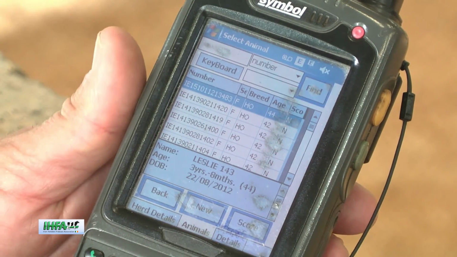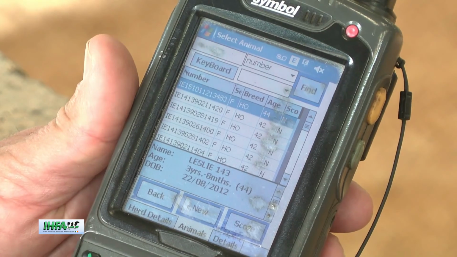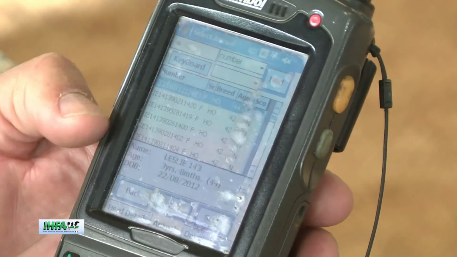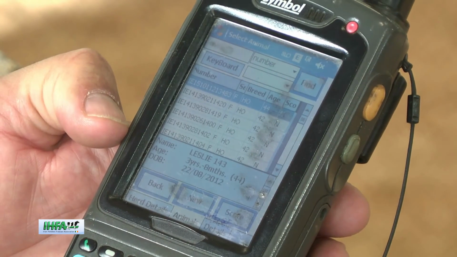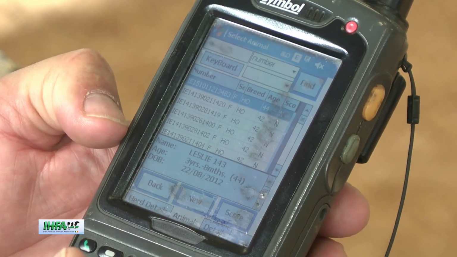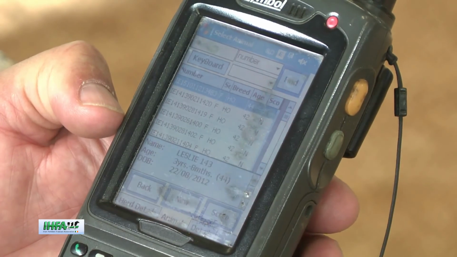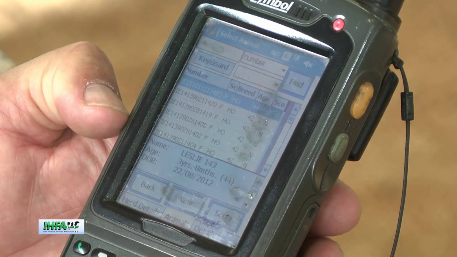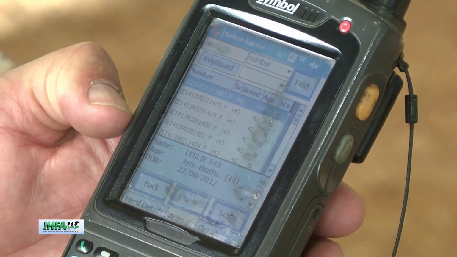This is the little handheld computer that we collect all the information on, and it's downloaded directly into the database every night at 12 o'clock. So the information we collect during the day is in the database by 12 o'clock that night. And then this is what we connect to the printer by Bluetooth, and we print out the summary for the farmers.